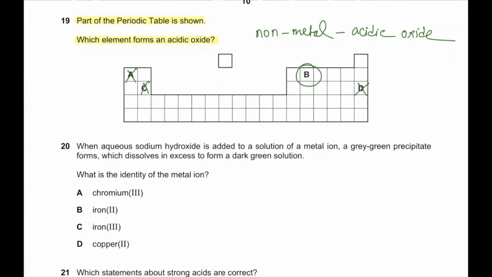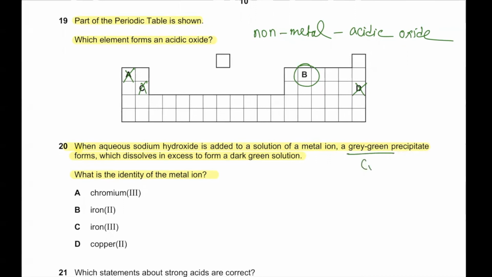Question number 20. When aqueous sodium hydroxide is added to a solution of a metal ion, a gray-green precipitate is formed, which dissolves in excess to form a dark green solution. What is the identity of the metal ion? Producing a gray-green precipitate on addition of sodium hydroxide is significant of the chromium 3 plus ion, Cr3+. When the chromium 3 plus ion gets excess sodium hydroxide, it dissolves to give a dark green solution. So chromium 3 ions will be the correct answer. 20A.